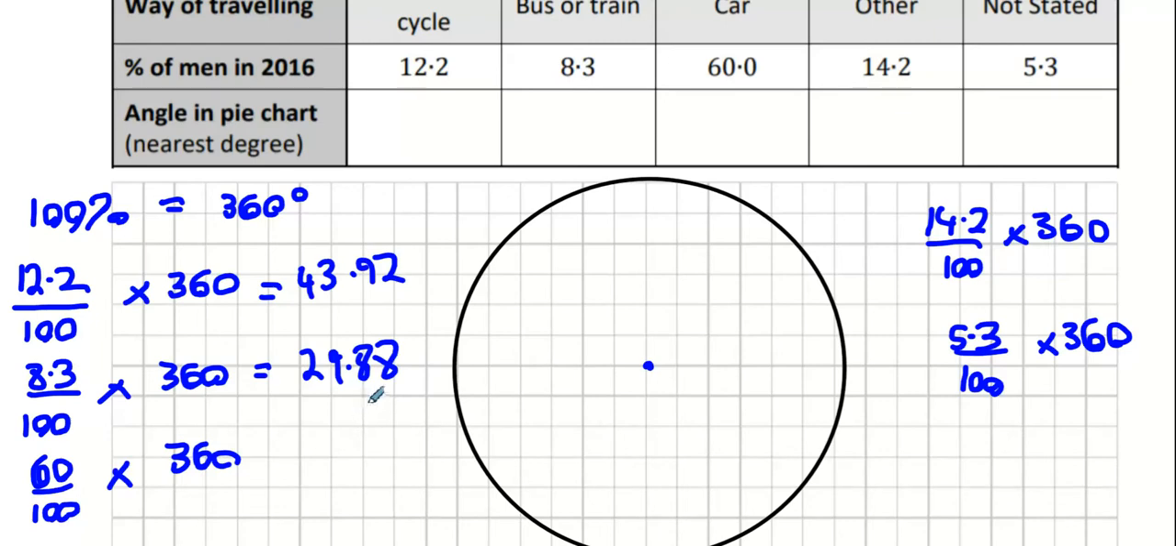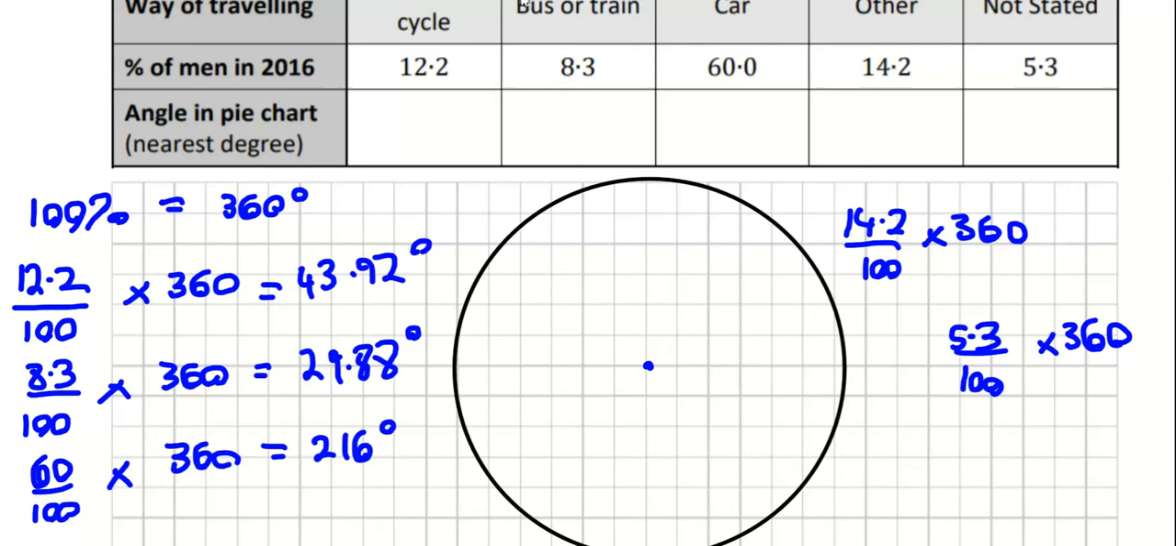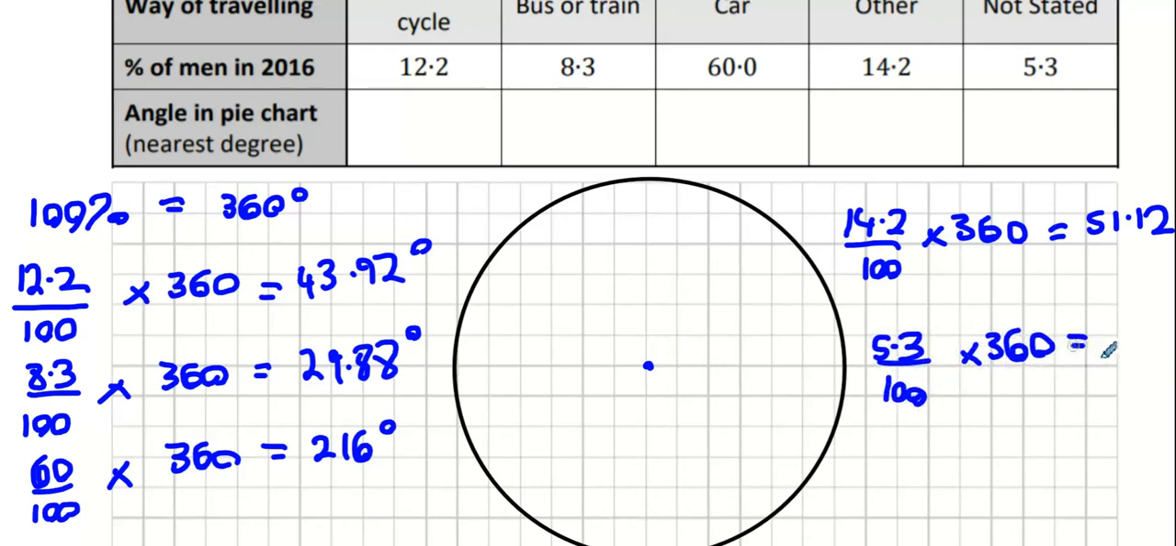Then we got 60 divided by 100, so that's the majority. The car is the majority of it, so it's going to be quite a large angle, 216 degrees to be precise. This one over here, the other, is a small part, so it's going to be 51.12. And then finally the other one, the not stated, is going to be 19 degrees. Okay, sorry, 19 degrees, not 190 degrees.